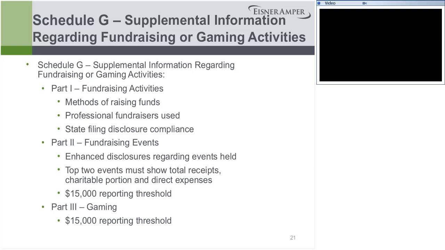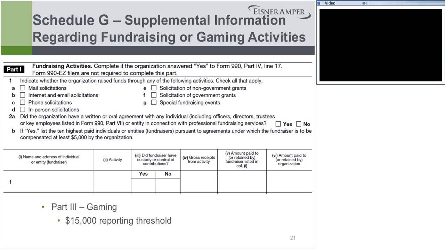Other things that you'll see on there is gaming. People always ask me whether or not they need to disclose raffles. There are thresholds for disclosing it. You have to have over $15,000 from the activity to actually merit this schedule. So you may know that a particular organization held a raffle and you might not see it on the schedule. You might not see it on the schedule because it didn't involve more than $15,000.